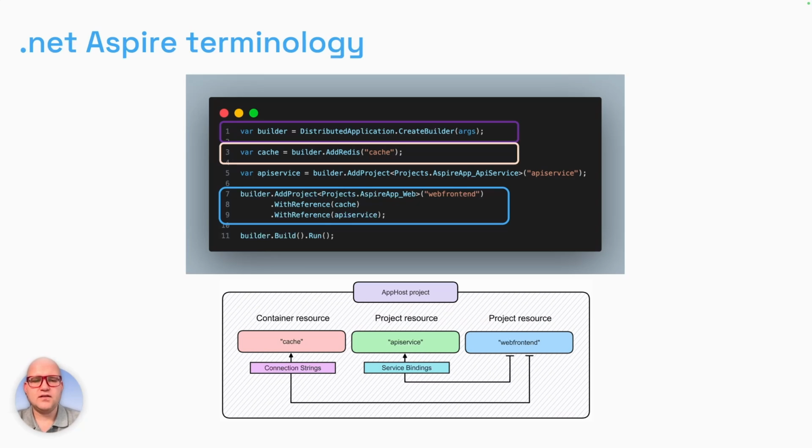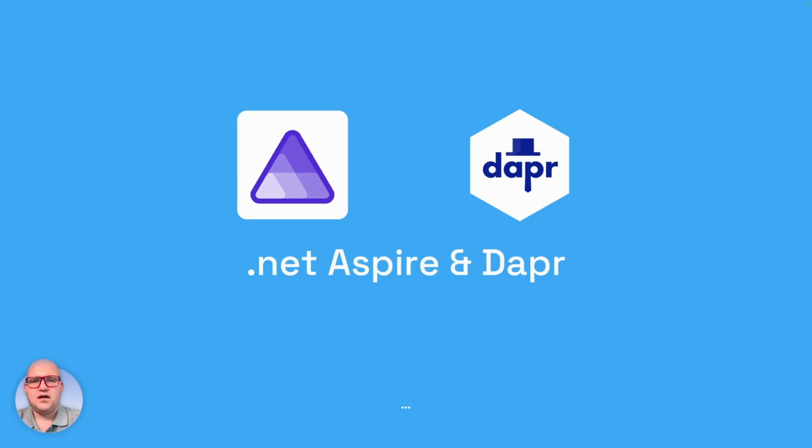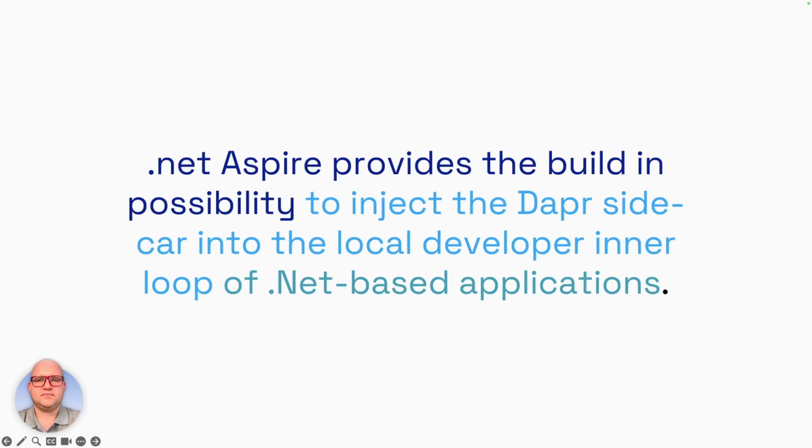And if we want to combine .NET Aspire and Dapr, I think we are on a really good track to combine both technologies. .NET Aspire provides the built-in possibility to inject the Dapr sidecar into the local developer's inner loop of .NET-based applications. I will show you in a live demo how you can simply add this Dapr sidecar into your developer loop.